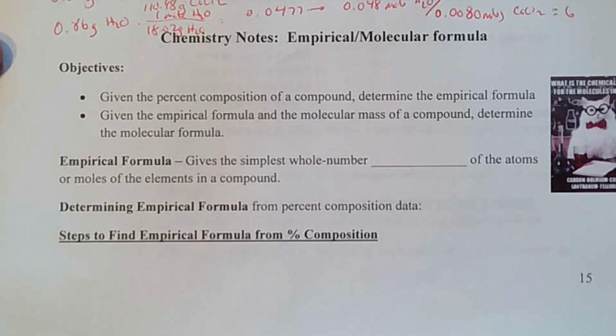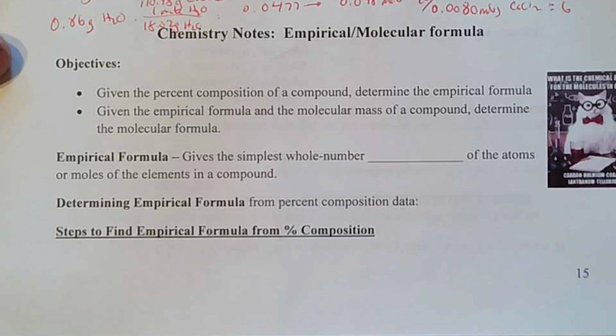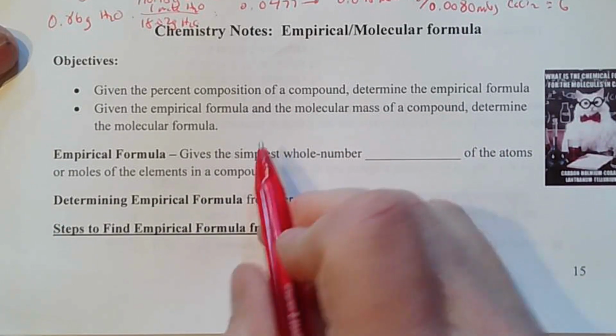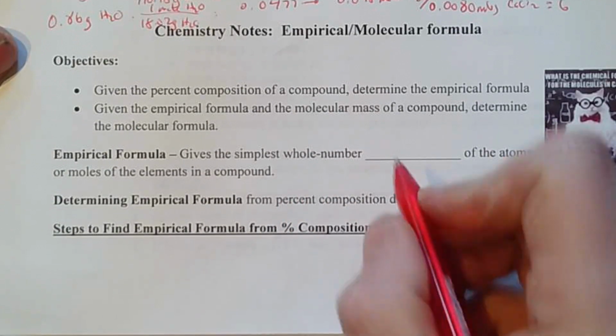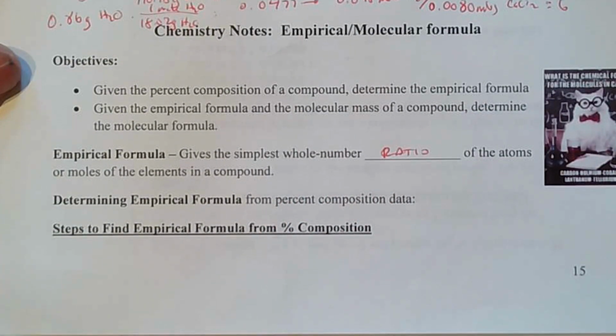Welcome back. All right, so this will be the final video of this unit, and this is going to cover empirical and molecular formula. Okay, so empirical formula we'll go over first. The empirical formula just gives the simplest whole number ratio of the atoms or moles of the elements in a compound.